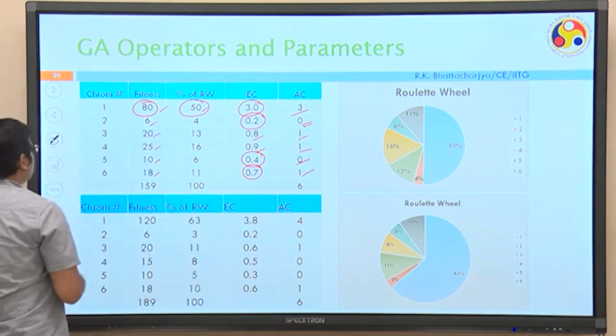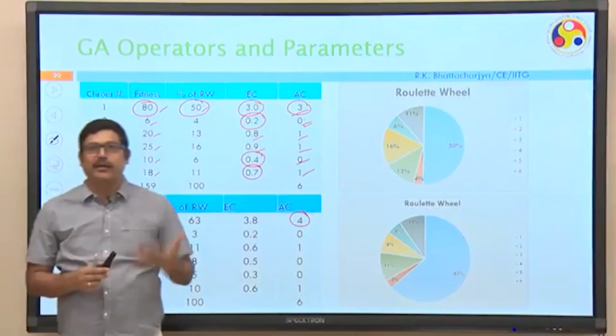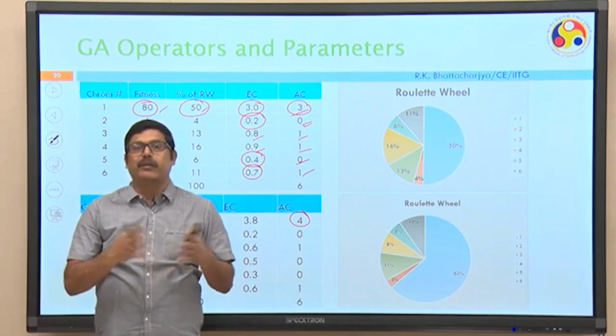So, in this case your first solution will have 3 copies. Now, let us see if the fitness value is again very high, suppose 120 compared to the other solutions. In that case it will have 4 copies, out of 6, 4 copies will be the first solution. Okay. And that is, as I said, not a healthy situation. We should avoid that, because I would like to maintain the diversity.